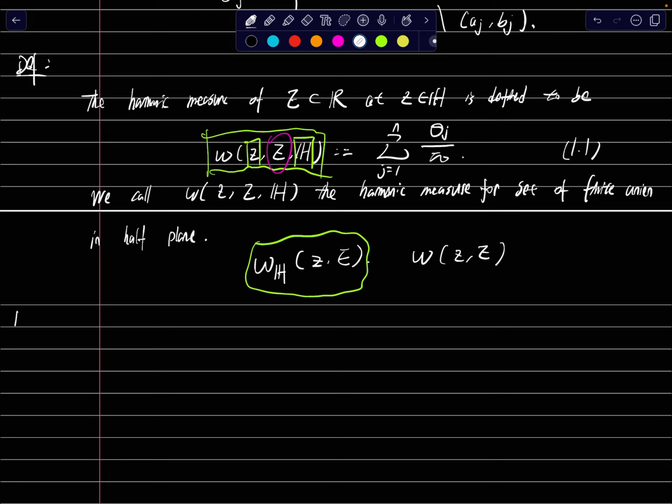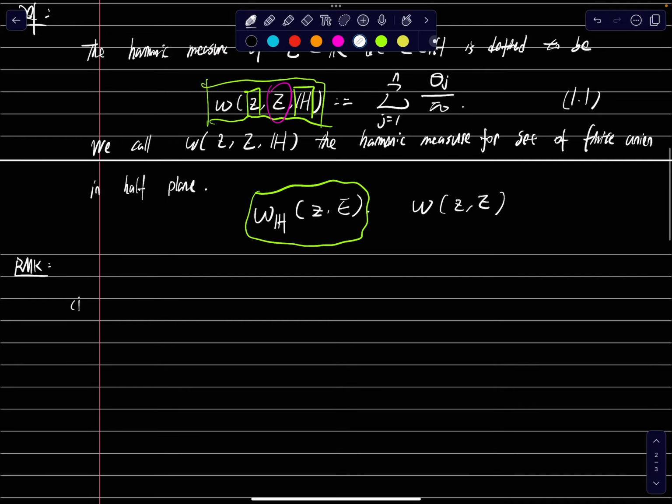So I shall give some of the elementary properties for the harmonic measure on the half plane, and we shall expect these properties to be preserved every time we extend our definitions to a new region. So the first property, as I said before, is that the harmonic measure is greater than 0 and smaller than 1 for each point z in H.